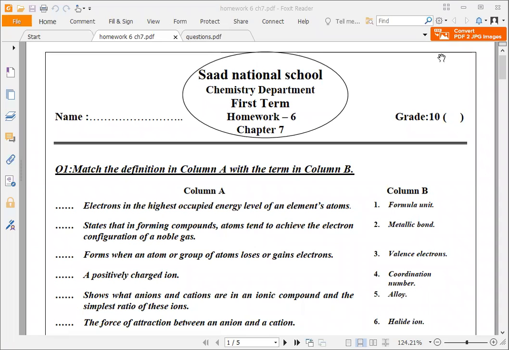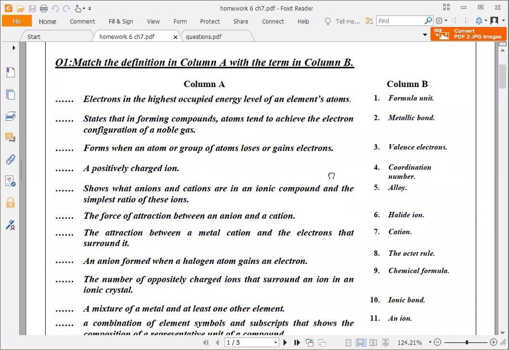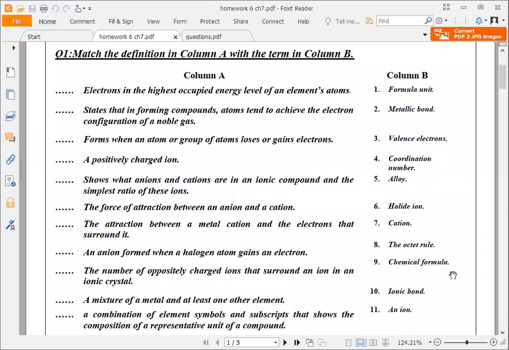Okay. Today we are going to discuss the worksheet of chapter 7. I need 2 students who can read the question and answer the question of this worksheet. Let's start with, can I answer the first question, please?